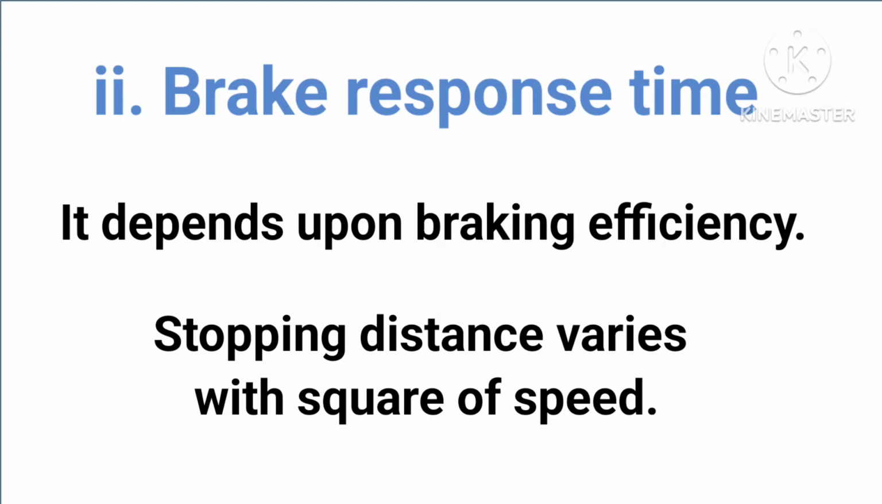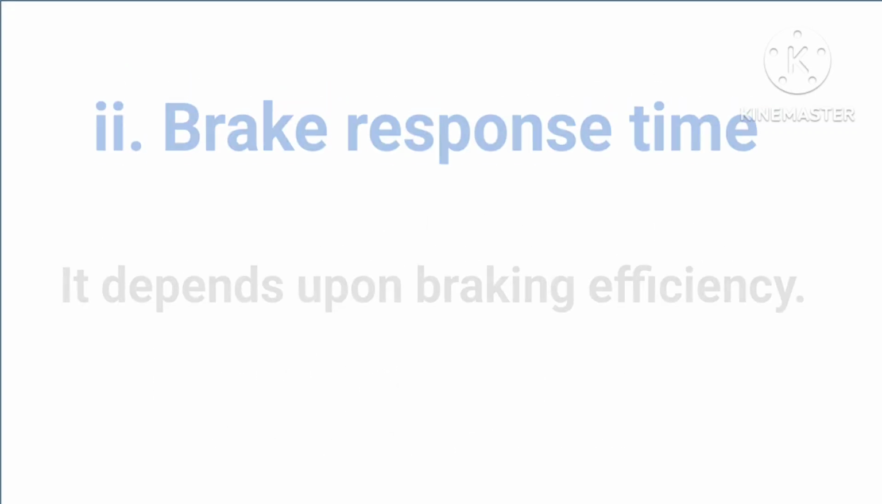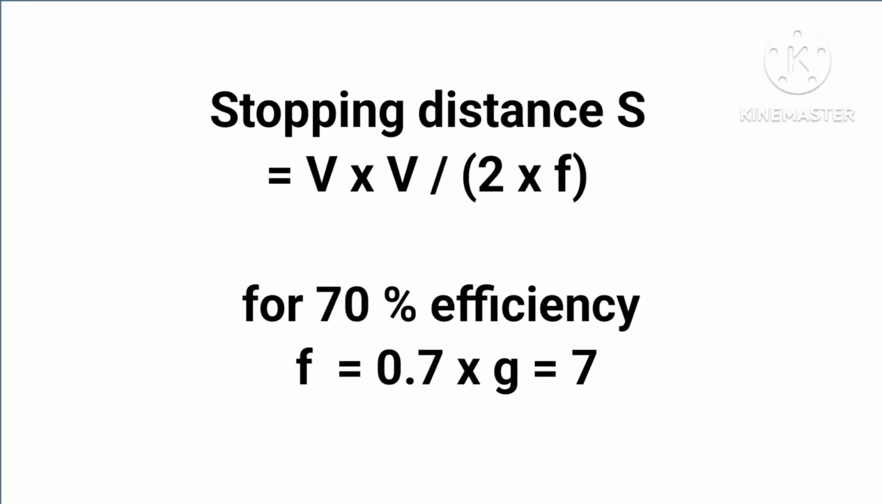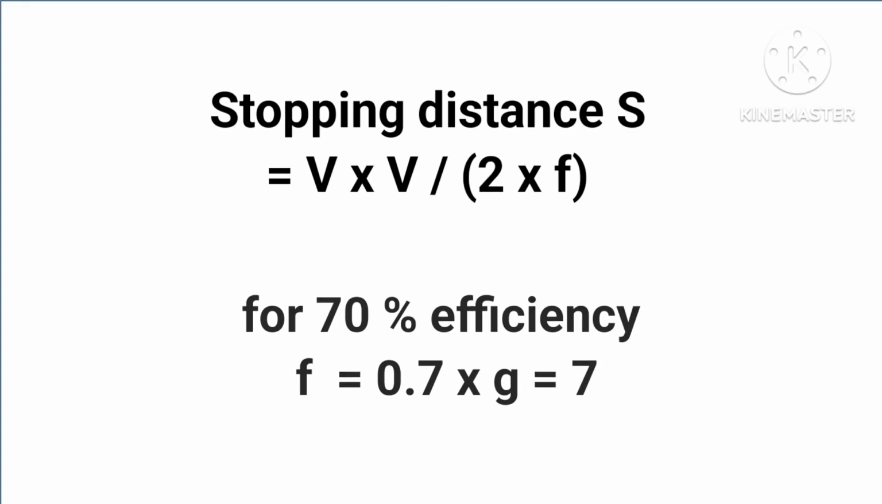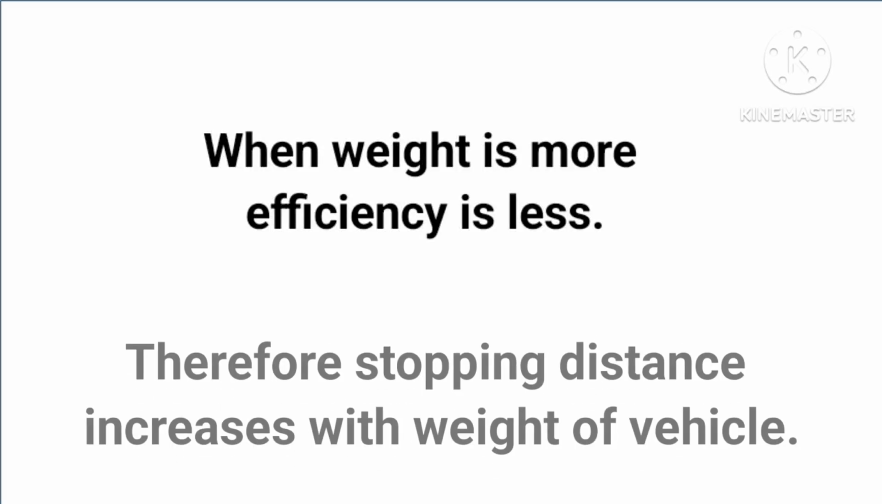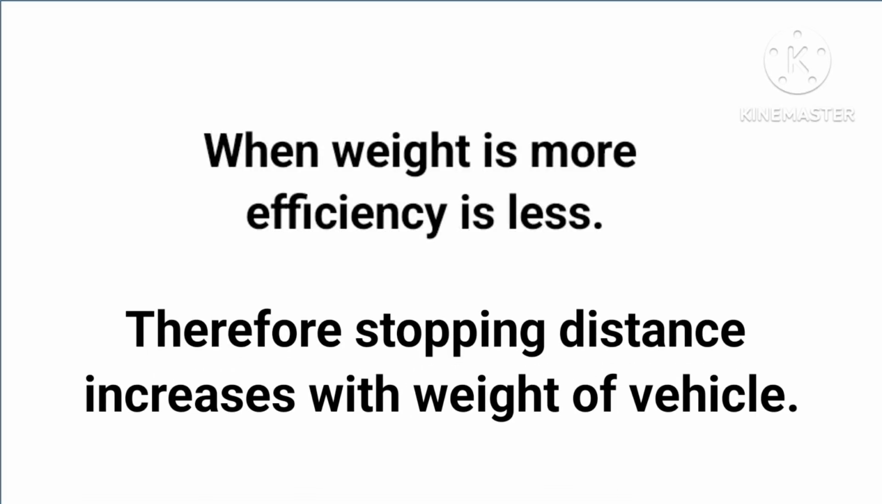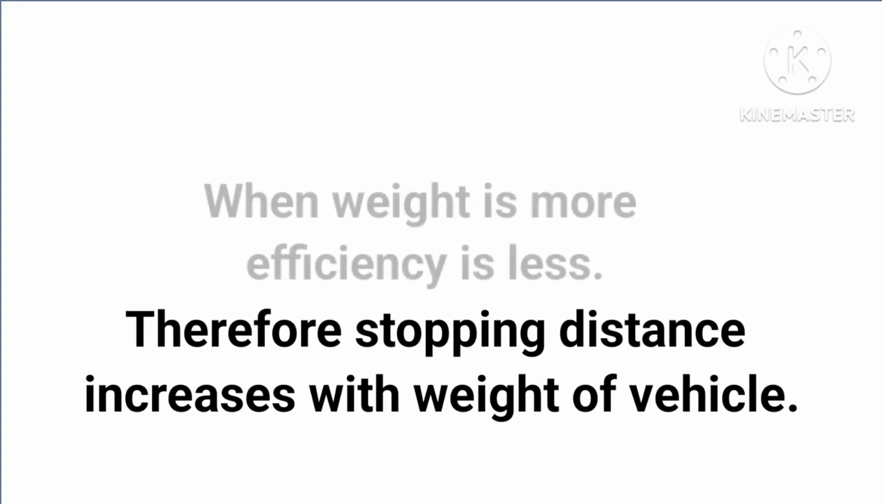Stopping distance varies with the square of speed. Stopping distance S equals V square upon 2 into F, where F is the rate of retardation. For 70% braking efficiency, F equals 70 upon 100 into g, equals 0.7 into 9.81, which is equal to 7. There is a reduction in braking efficiency with increase in vehicle weight. Therefore, stopping distance increases with the weight of the vehicle.